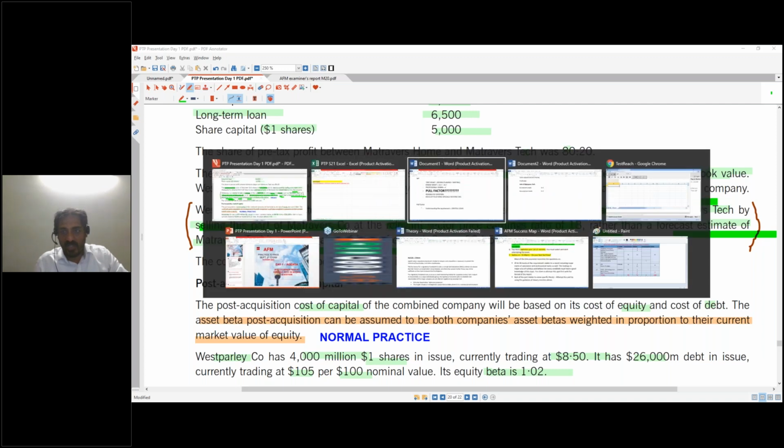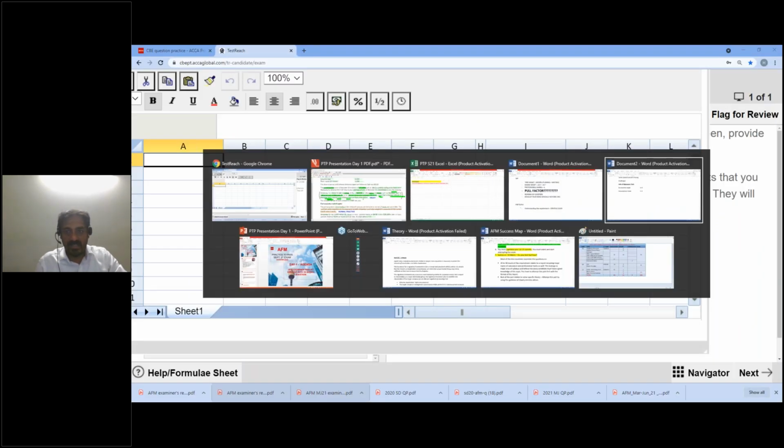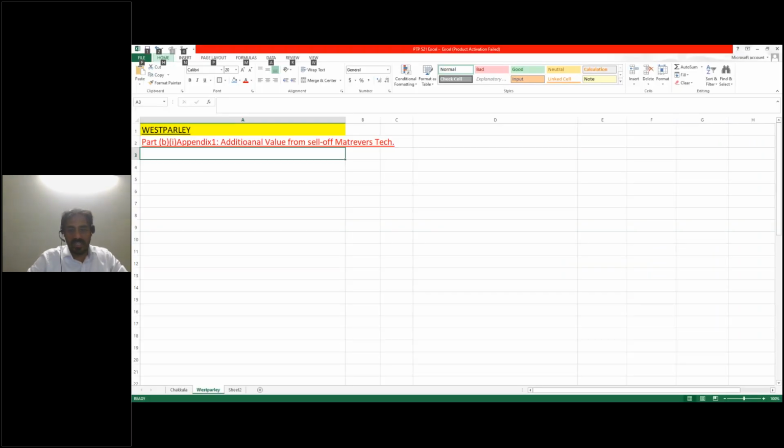So first of all, you have to mention what the actual requirement is. The requirement, you have to mention where I need to go.